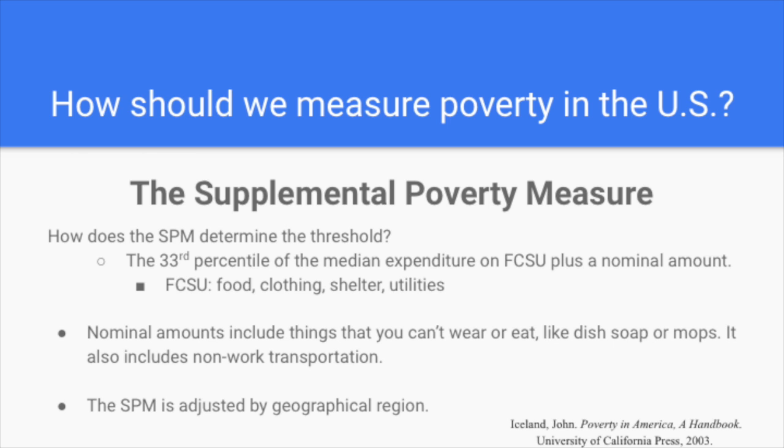FCSU stands for Food, Clothing, Shelter, and Utilities. The government produces a survey to figure out how much each family unit spends on FCSU, and they collect data to find the median and divide this value by 3, and they add any additional amounts to this value. Nominal amounts include things that you can't wear or eat, like dish soap or mops. It also includes non-work transportation. The SPM is adjusted by geographical location.